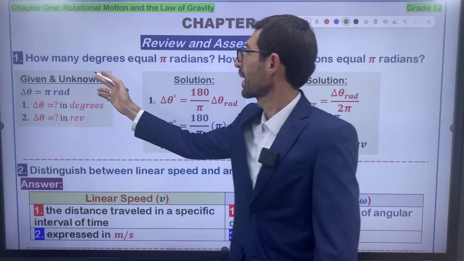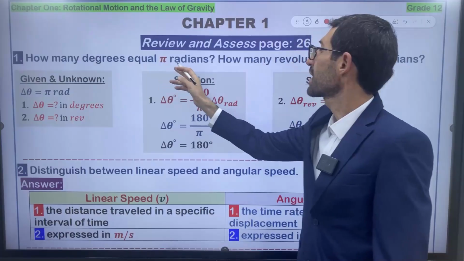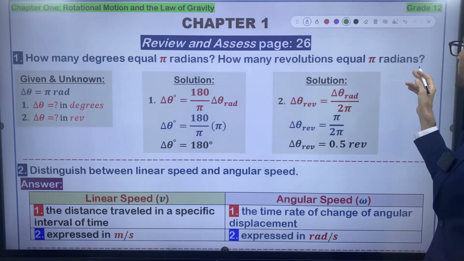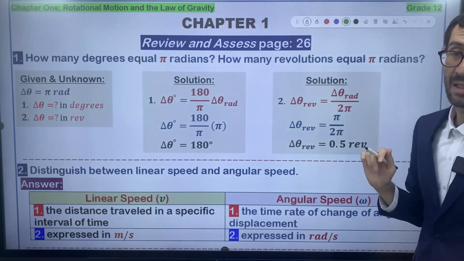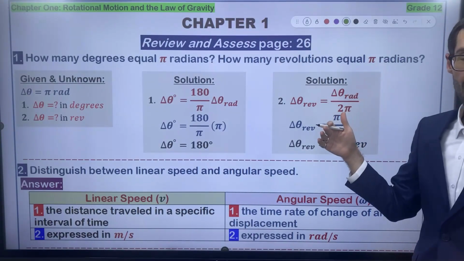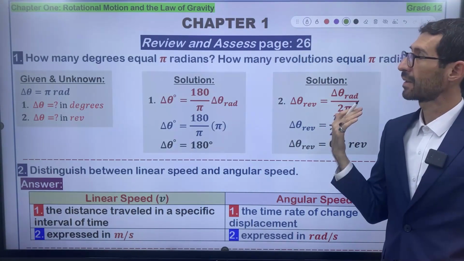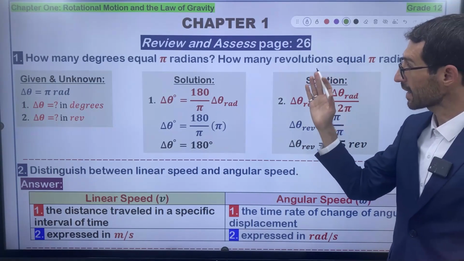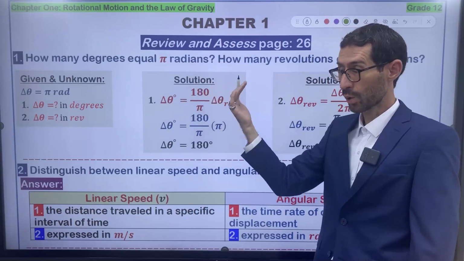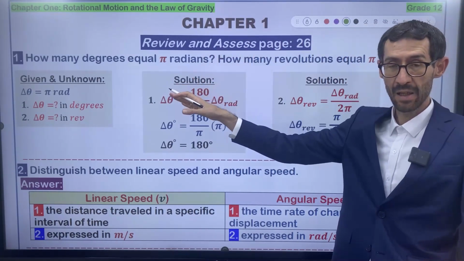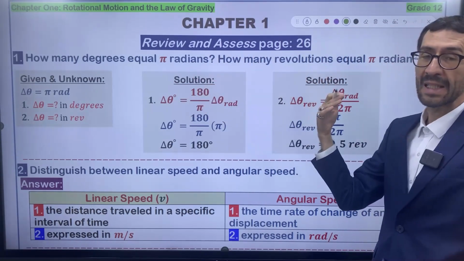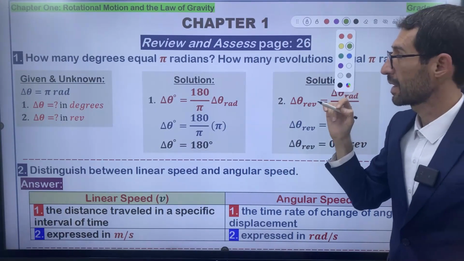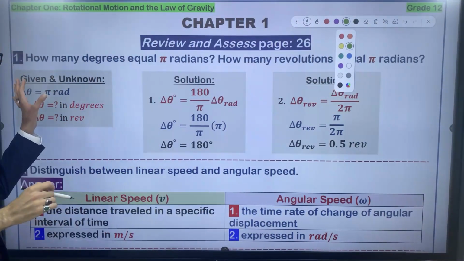Question number 1. How many degrees equal pi radians? How many revolutions equal pi radians? What does it mean? So this question is a two-in-one question, as if we have two questions in one. The first part is one question and the second one is another question. Let me solve the problem for you.